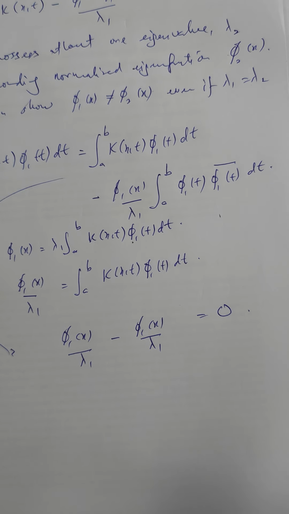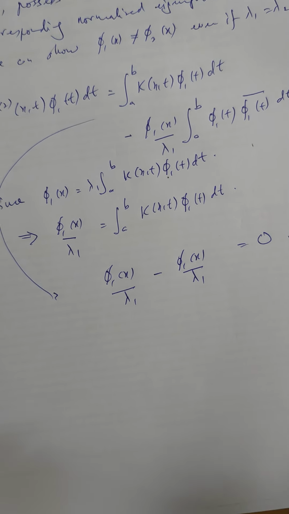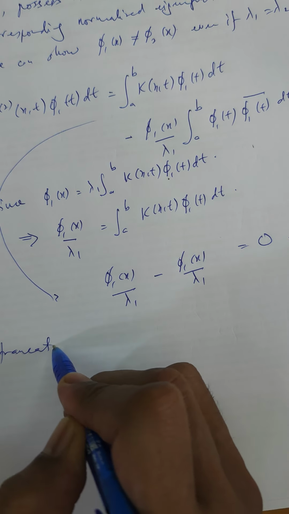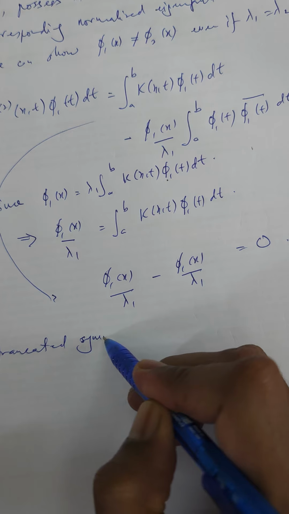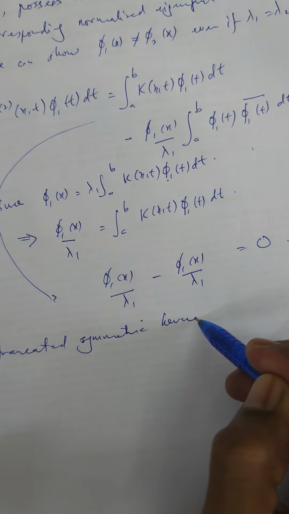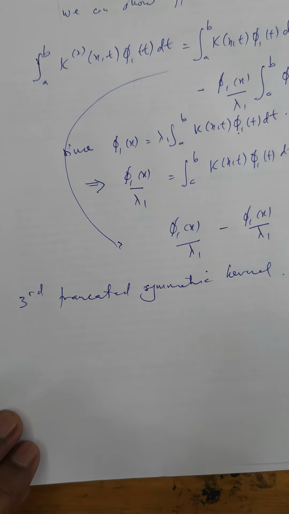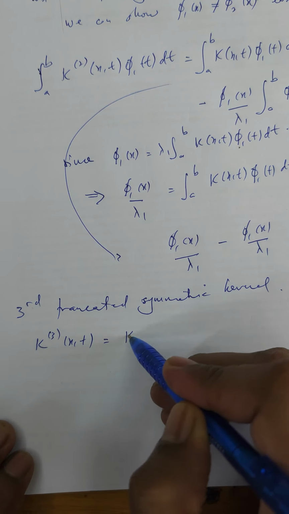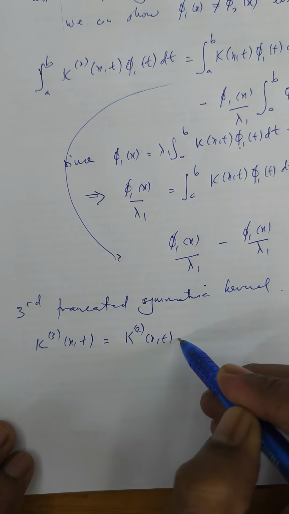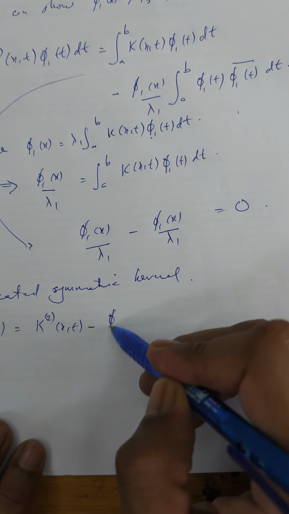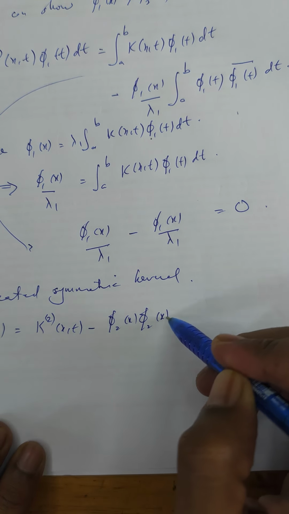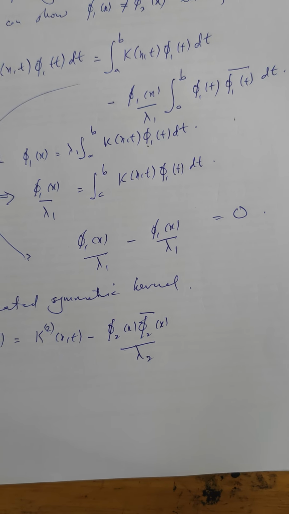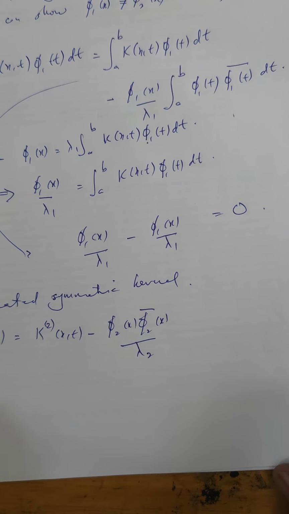We can also find the third truncated symmetric kernel, given by k3 x t equal to k2 x t minus phi 2 x bar over lambda 2, where bar is the conjugate of the eigenfunction phi 2.